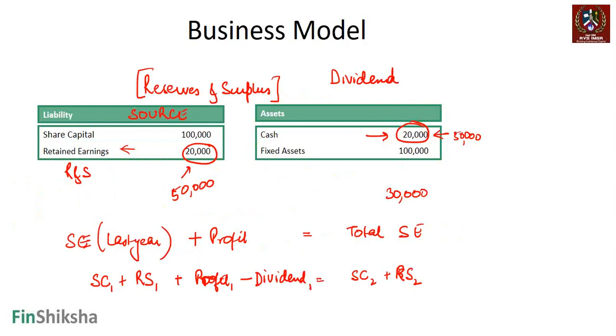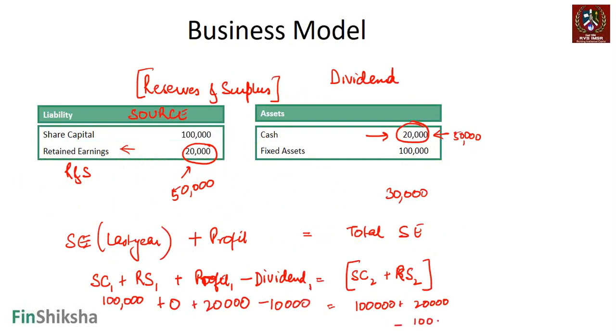So last year share capital plus last year reserves and surplus plus the profit you made this year minus any dividend you paid this year is going to give us the share capital and reserves and surplus for the next year. Let's do this calculation. So this is 1 lakh and I started with 0 here. The profit is 20,000. If I don't give a dividend, this will become 1 lakh plus 20,000 on the right hand side as well. If I give a dividend, which is 10,000, then it will subtract 10,000 from that as well, because that is the shareholder's money and you have already given that money to the shareholder.